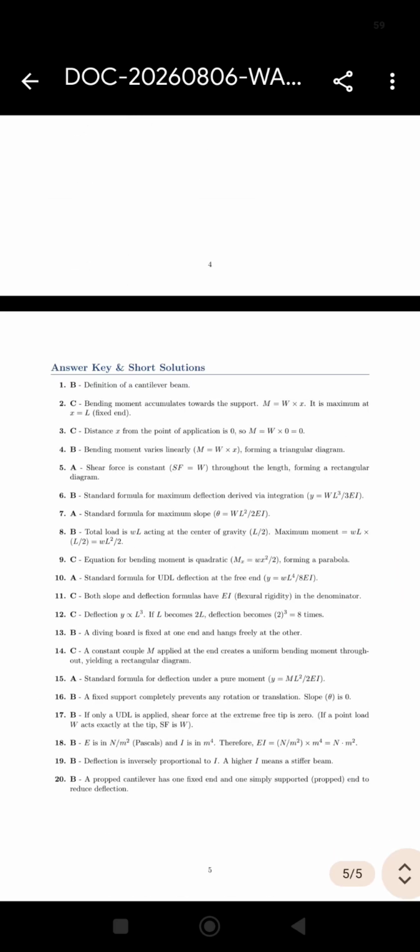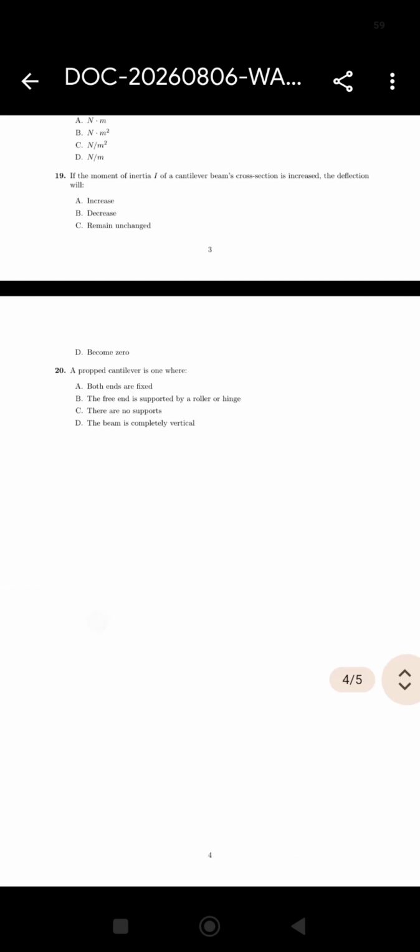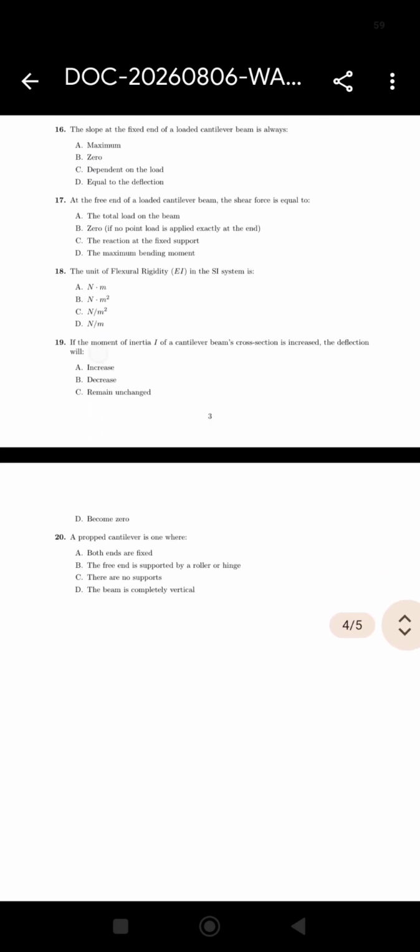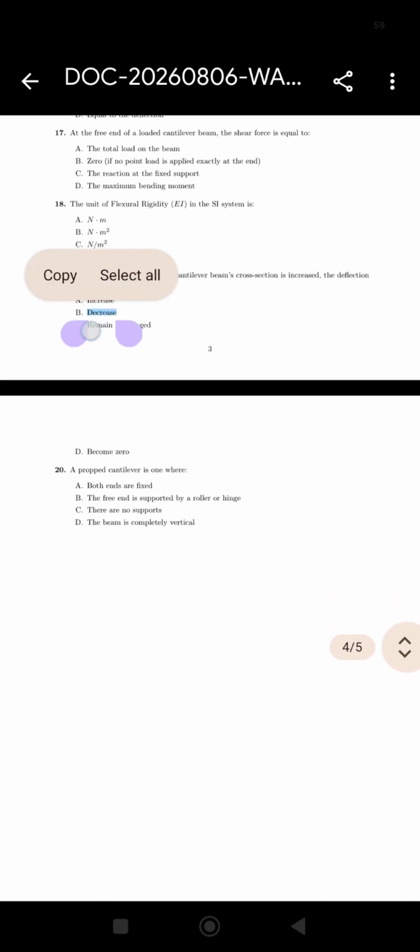Newton meter square. If the moment of inertia I of a cantilever beam cross section is increased, the deflection will decrease. A proper cantilever is one where the free end is supported by a roller or a hinge.